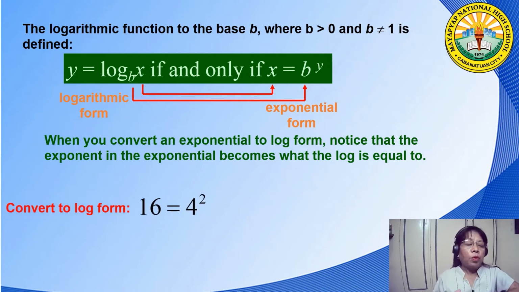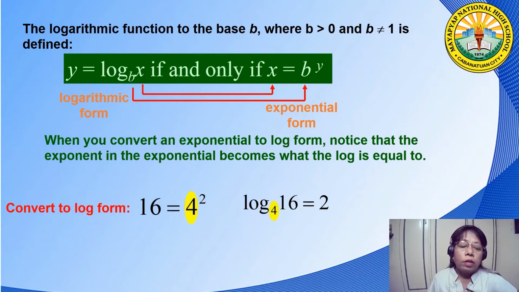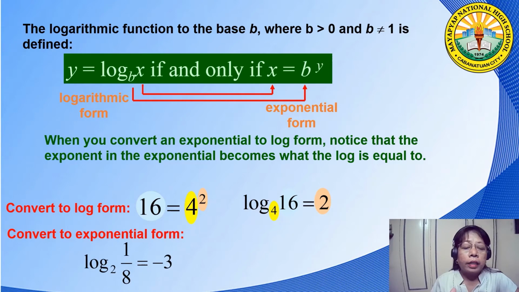Example, convert the given exponential form to logarithmic form. 16 equals 4 to the second power, and it should be logarithm of 16 to the base 4 equals 2. So the 4 is the base, while 16 is the power and 2 is the exponent.